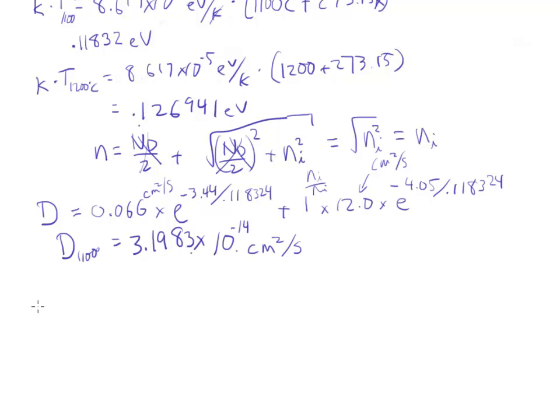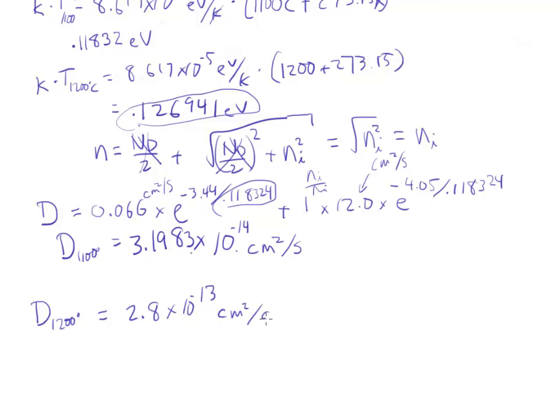Okay, doing the same calculation at 1200 degrees, the only thing that changes is the KT value, which is now 0.126941 electron volts. If I go through the math on that, you should come up with approximately 2.8 times 10 to the minus 13. I forgot to record all my decimal points on that one, so we'll just leave it at that. That's the diffusion coefficient at 1200 degrees C. So those are the two values.